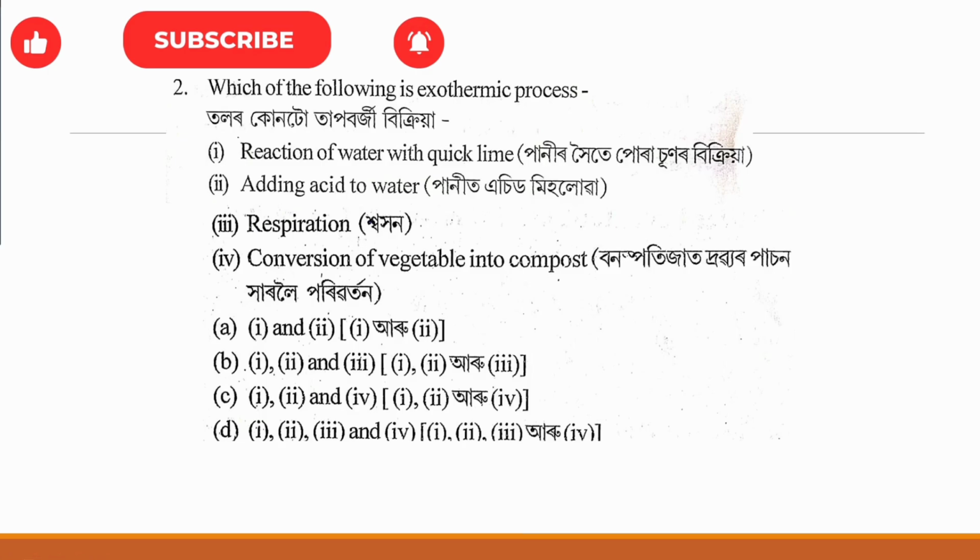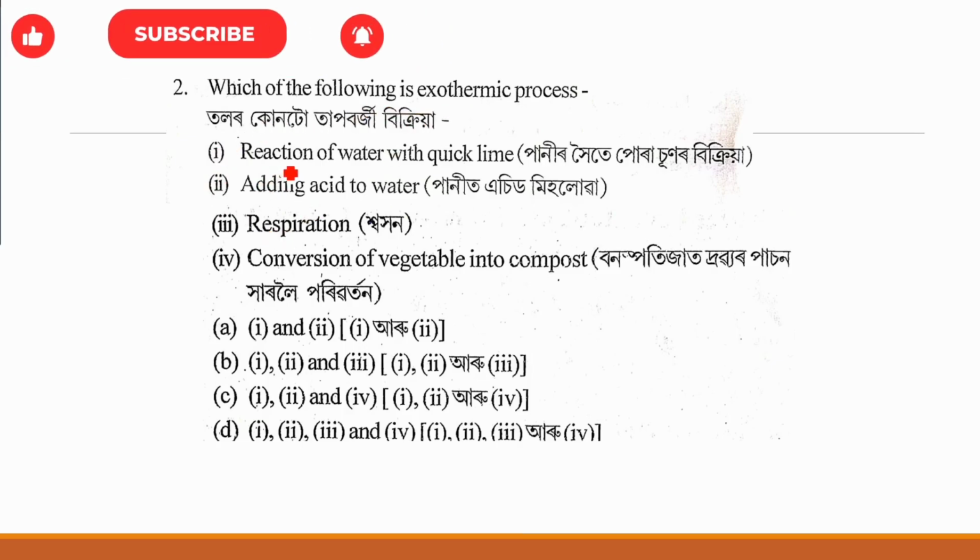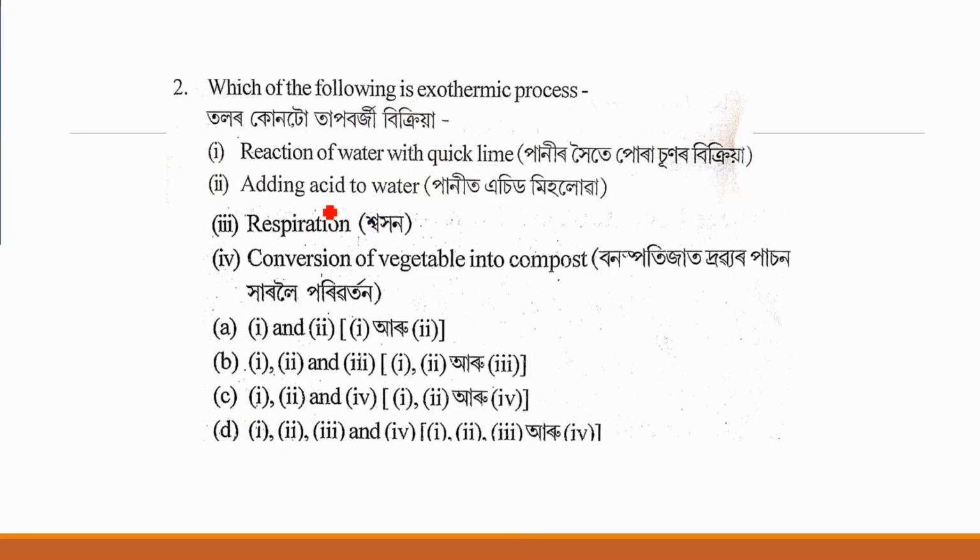Our next question is, which of the following is exothermic process? Number 1, reaction of water with quicklime. Number 2, adding acid to water. Number 3, respiration. Number 4, conversion of vegetable into compost. So dear students, you know what is an exothermic reaction. An exothermic reaction is a reaction in which heat is released along with the formation of products.